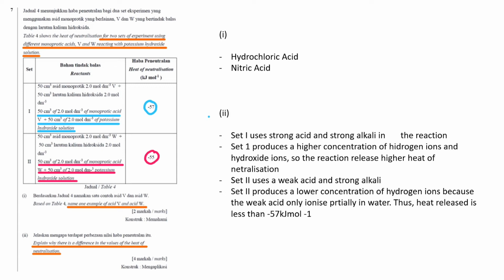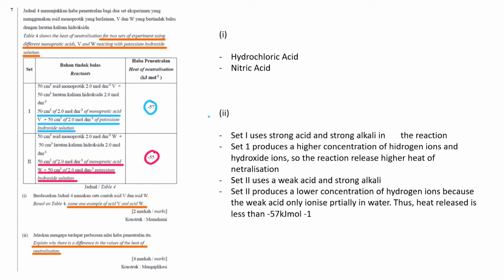Explain why there is a difference in the values of the heat of neutralization. As we can see from the table, the heat of neutralization of set 1 is negative 57 kJ per mole, while set 2 is negative 55 kJ per mole. Therefore, the answer is set 1 uses a strong acid and strong alkali in the reaction. Set 1 produces a higher concentration of hydrogen ions and hydroxide ions, so the reaction releases higher heat of neutralization.